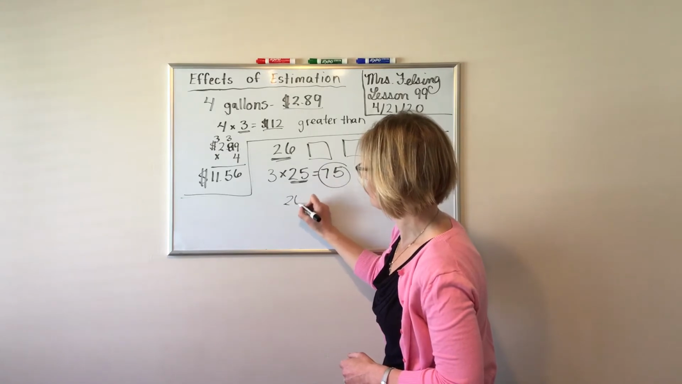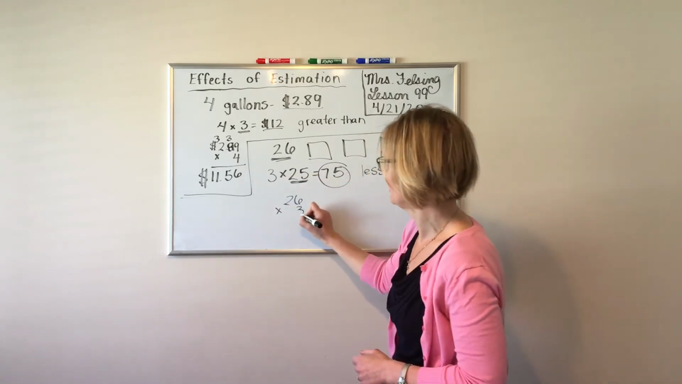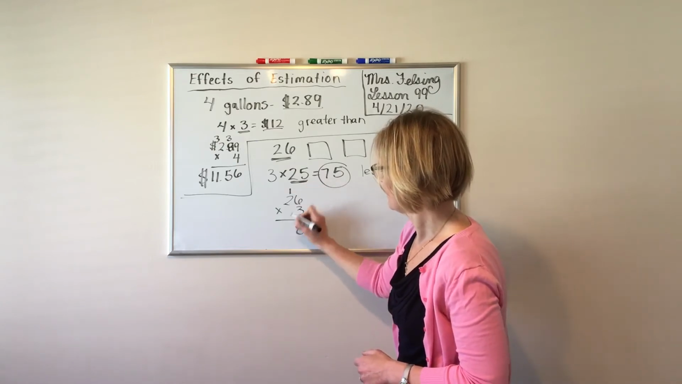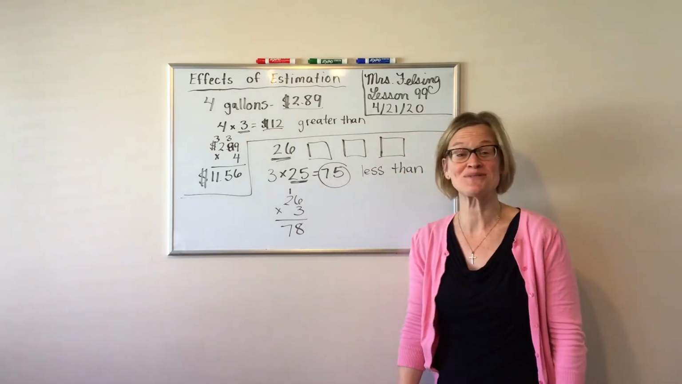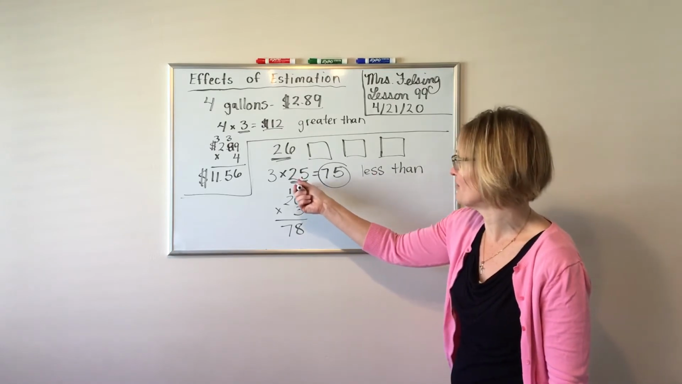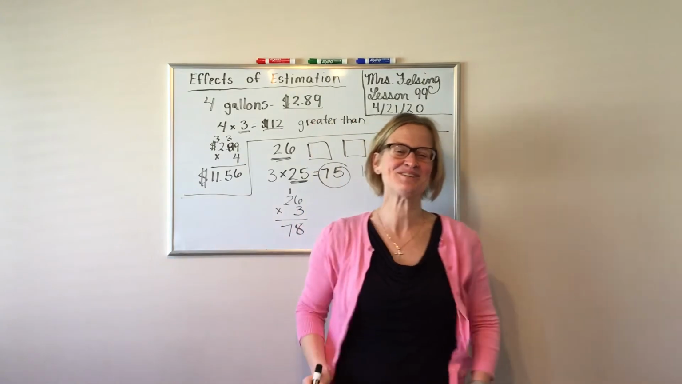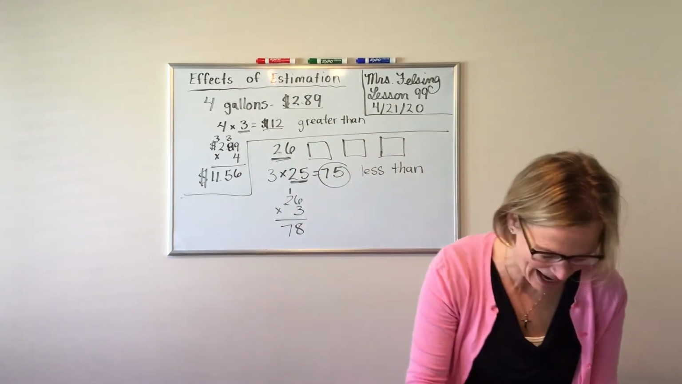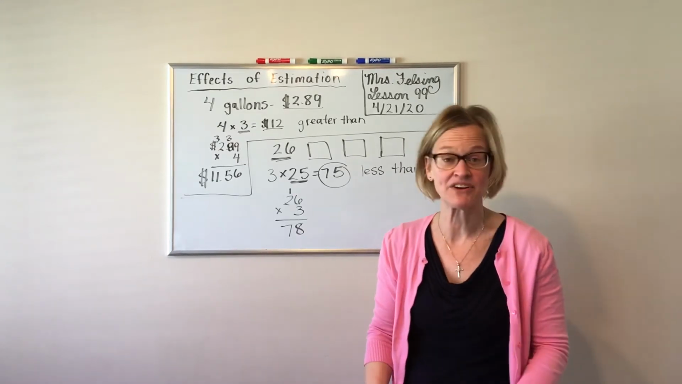So if we have 26, our estimate was 75. Remember, we did 3 times 25. 3 times 26 would be 78. So that is correct. We definitely know that this is going to be less because 25 is less than 26. Yes, that is true. So now we're going to go on with our lesson practice on page 532.